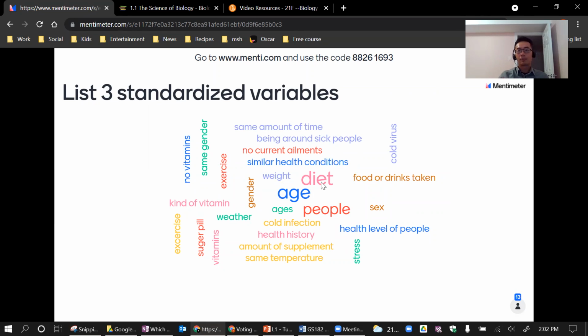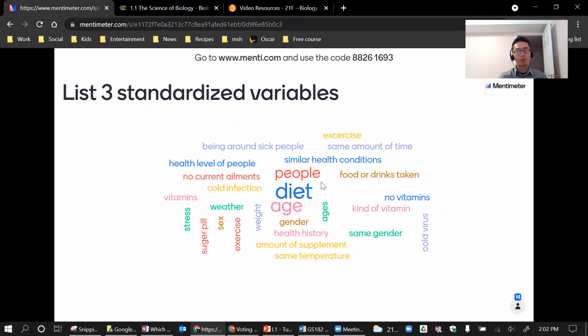Diet is good, right? You want them to have similar diet, although that might be hard to control. You cannot put everybody in a hotel and force them to eat the same thing for a couple of weeks, or however long the study is. But that would be something to consider, because there might be some diet that is rich in carbohydrates or something, and maybe that's going to have an effect on whether or not you catch a cold.